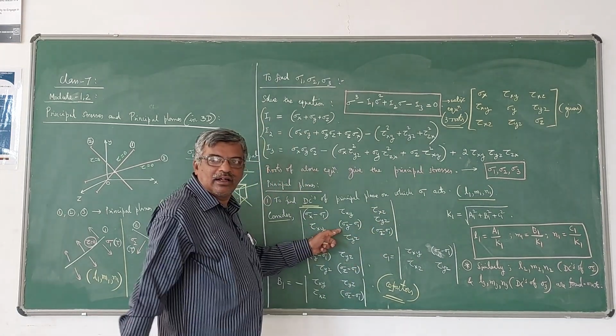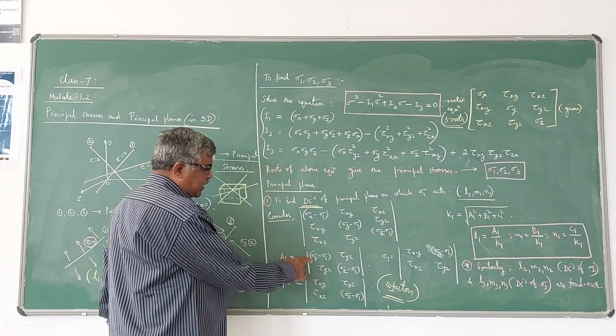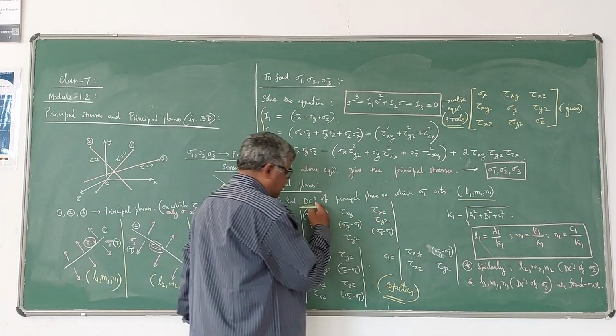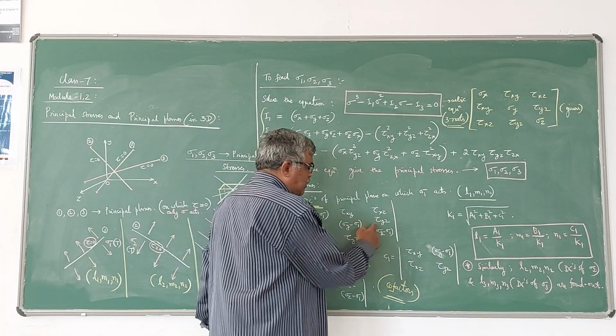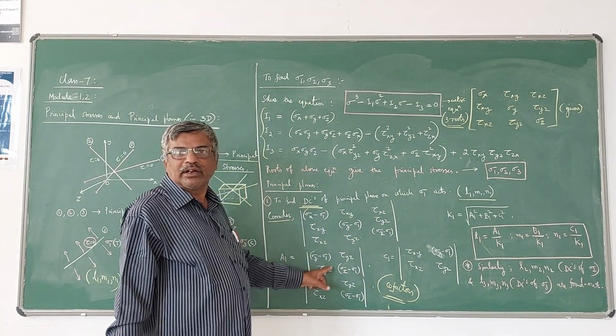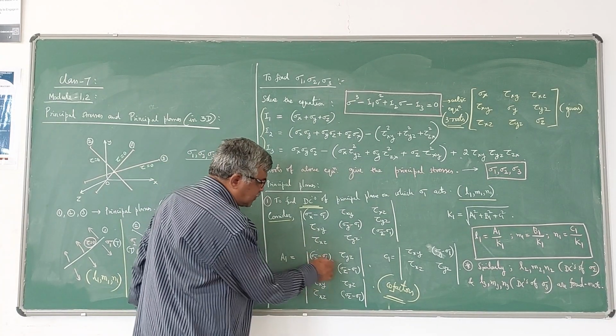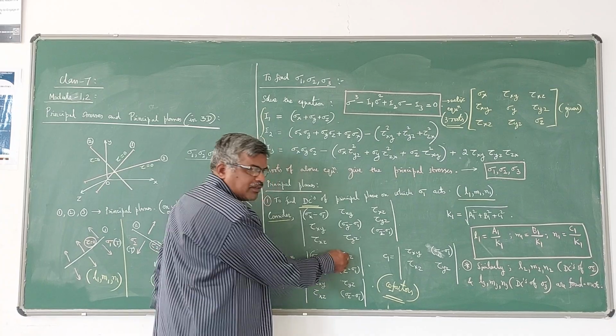Correct? So that you have to write here. A1 is, by omitting this row and this column, whatever is left out, that you have to write. That is A1. And how to find the value of this? This into this minus this into this.